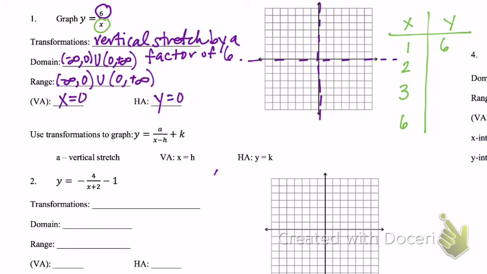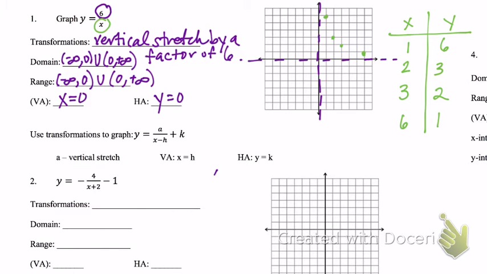6 over 2 is 3. 6 over 3 is 2. And 6 over 6 is 1. So I have 1, 6, 2, 3, 3, 2, and 6, 1.